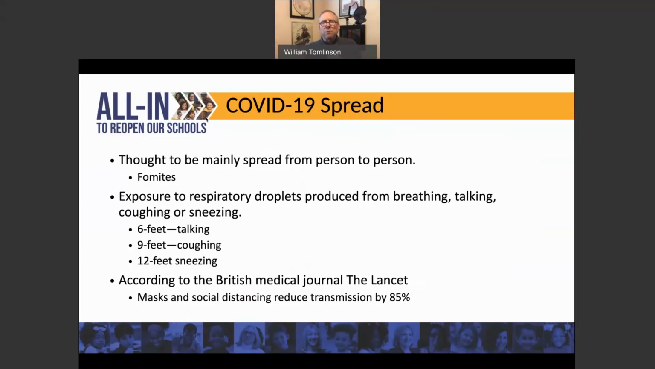There was an article published in the British medical journal, The Lancet, back in June. I should say the prestigious British medical journal, The Lancet. They looked at three epidemics: the SARS epidemic of 2003, the MERS epidemic, and our current pandemic, the first 5 months of the pandemic. And what they found was masking combined with physical distancing reduced transmission by 85%.